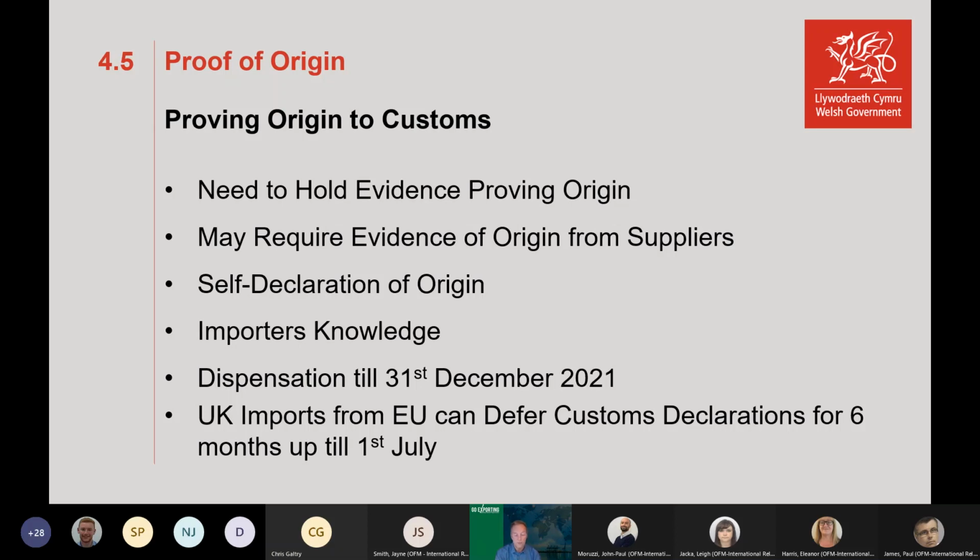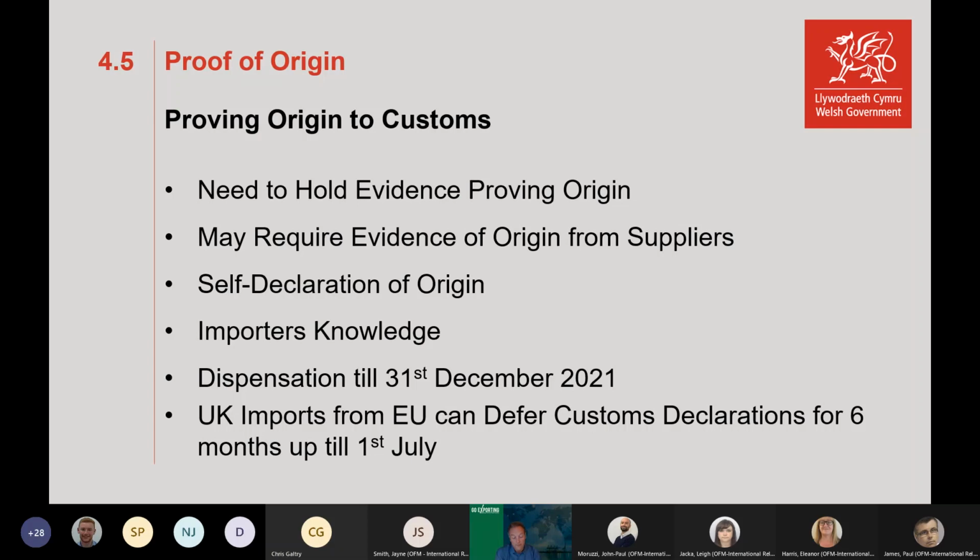But one thing to remember is that you have to actually claim preferential origin. So you have to say these goods are being supplied under preferential origin and they're from the UK, for example. Otherwise, customs will just apply the standard WTO rates to you. So it's important that you remember that you have to declare it.